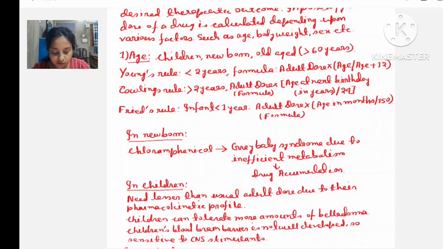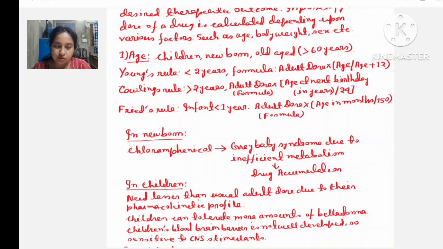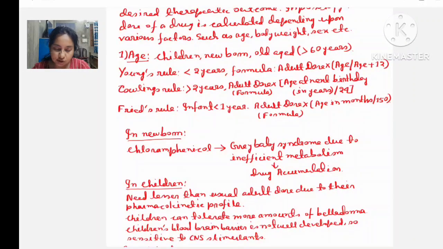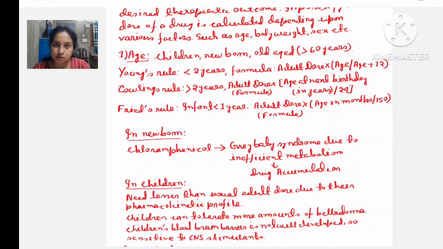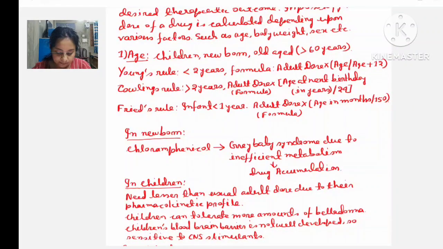So, in case of children and newborns, several mechanisms of our body such as hepatic metabolism and renal excretion are underdeveloped or immature as compared to adults. And in case of old aged people, that is greater than 60 years, these mechanisms, that is hepatic metabolism and renal excretion, are slow. So, for that some formulas are incorporated to calculate the dose.